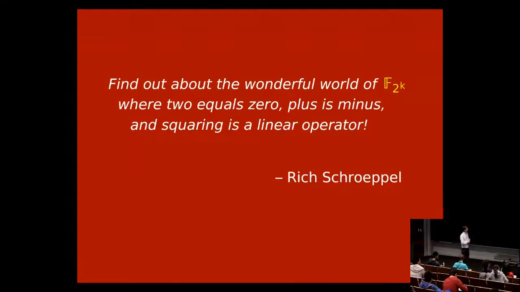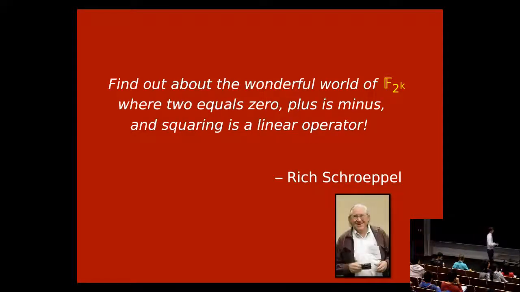Before doing that, there's a nice little quote that is perhaps a little bit relevant to us about a particular field that is the computer scientist's favorite field, F2 to the k, where 2 equals 0, plus is minus, and squaring is a linear operation. So, well, it's a number system where things are not quite as they seem always.